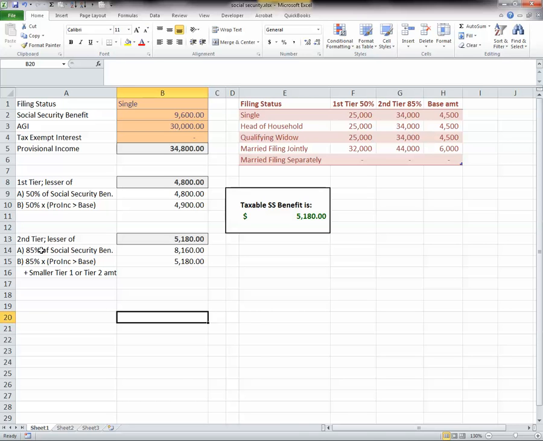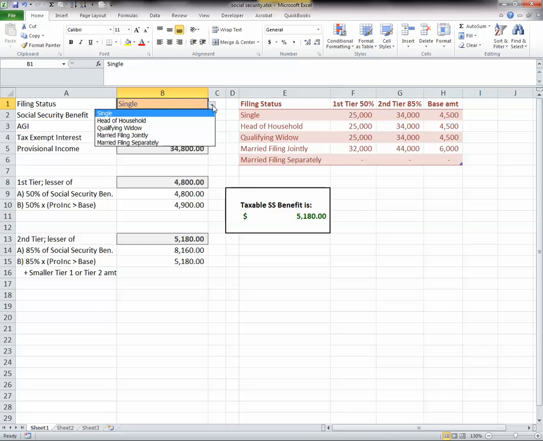85%, it's the lesser of 85% of Social Security benefit. So 85% of this is that, or 85% times provisional income over the base for the second tier. So that would be 34,800 minus 34,000, which gives you $800, and then you will be multiplying that by 85%. And then you add that to the smaller of tier 1 or tier 2 amount. So tier 1 is 4,008, and the tier 2 amount is over here, is 4,500. So it's 4,500. And the sum of these two is 5,180. 5,180. So we know that's correct.